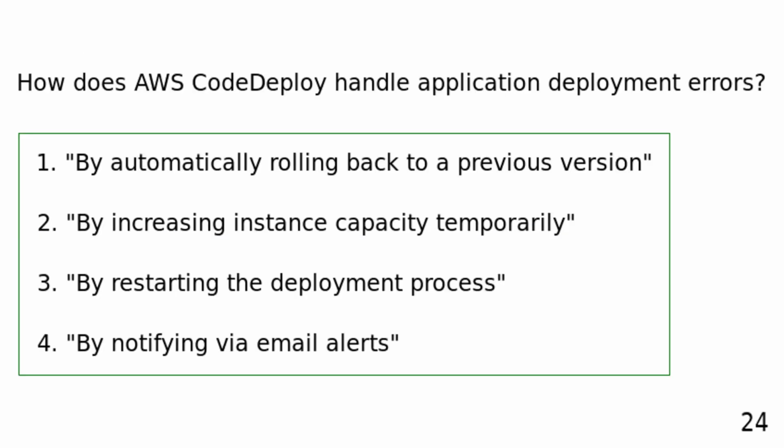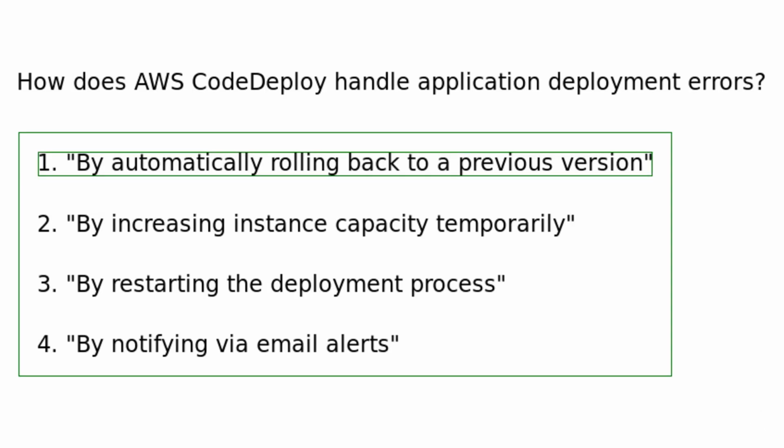How does AWS CodeDeploy handle application deployment errors? By automatically rolling back to a previous version. By increasing instance capacity temporarily. By restarting the deployment process. By notifying via email alerts. AWS CodeDeploy handles deployment errors by automatically rolling back to a previous version if issues occur during deployment.